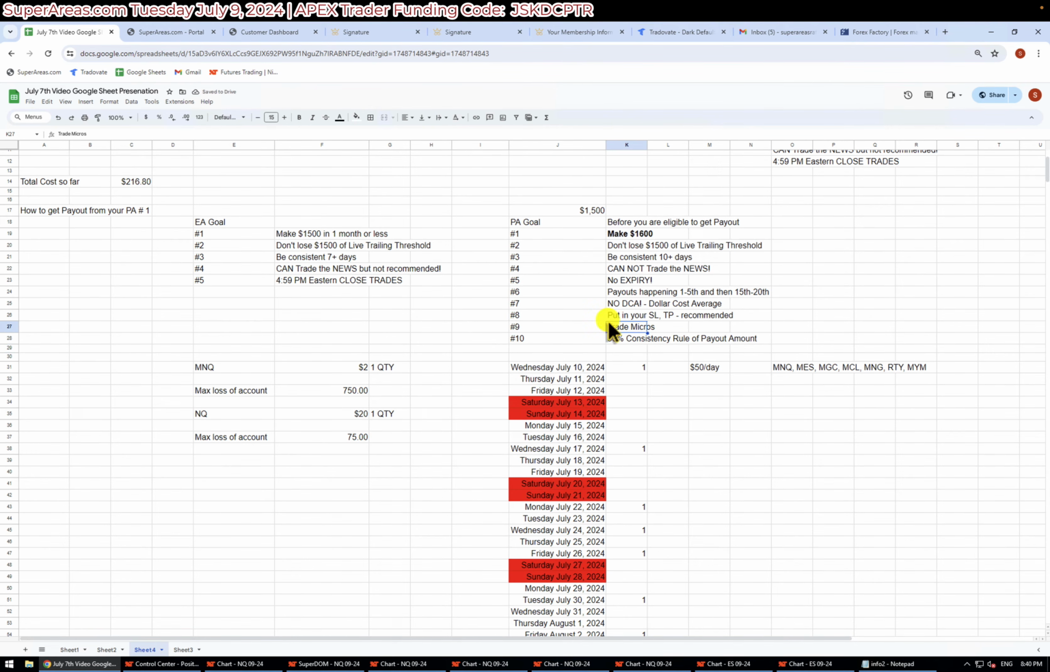So recommended, this is again recommended. You don't have to. If you're confident that you can take a $1,500 account and trade minis with it, go for it. It's completely up to you. I don't recommend it. Account size is too small to trade minis.